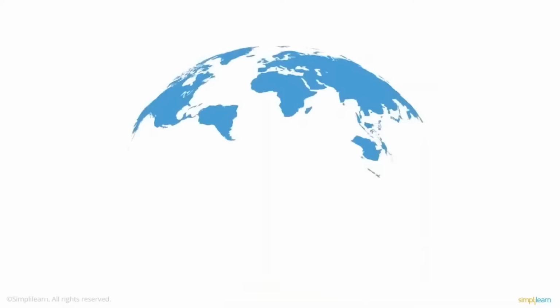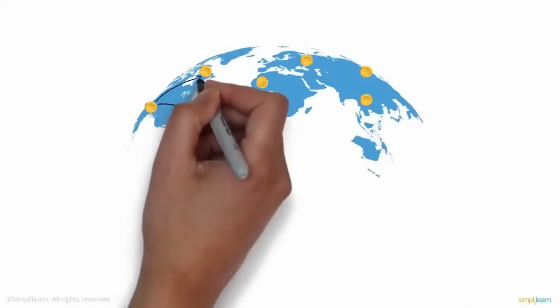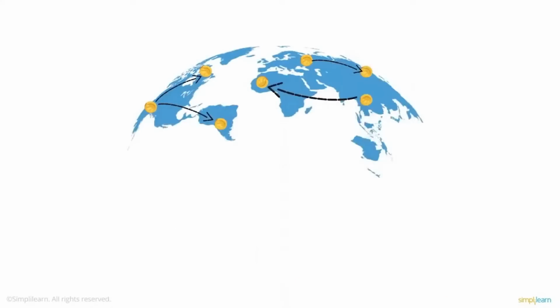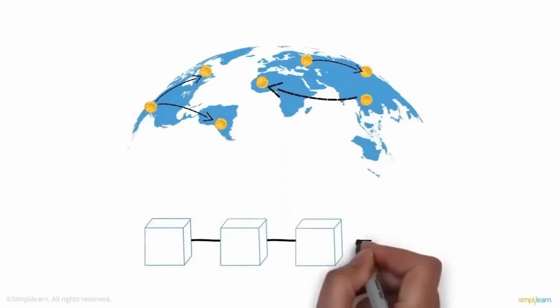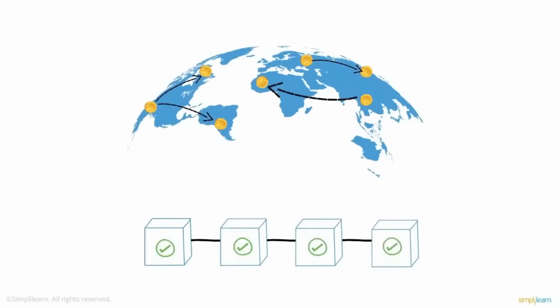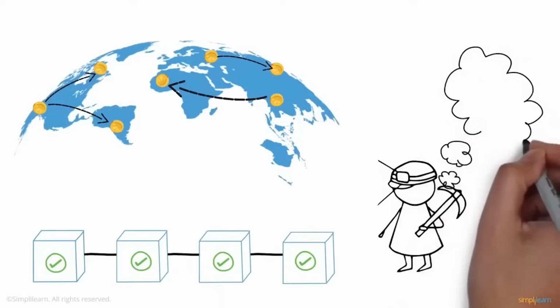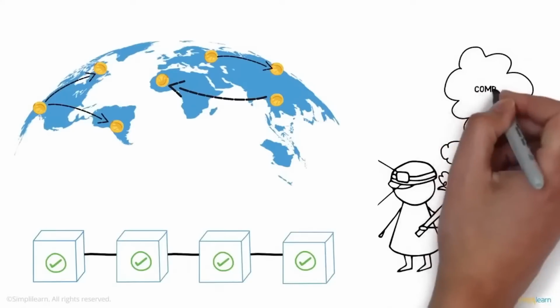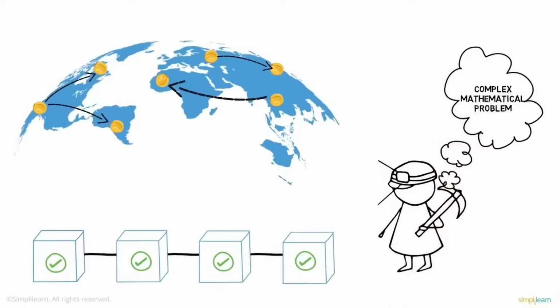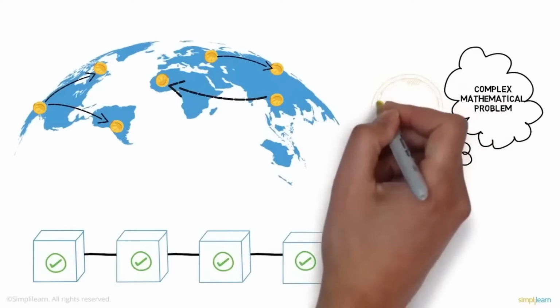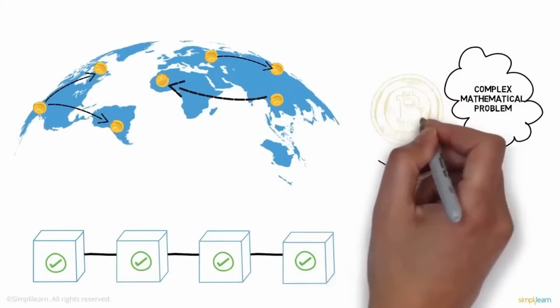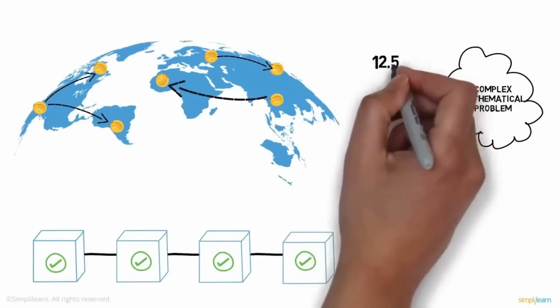This transaction and several other similar ones are taking place all around the world. These transactions are validated and then added block by block. The people who validate these blocks are called miners. For a block to be validated and added to a blockchain, miners need to solve a complex mathematical problem. The miner who solves this first adds the block to the blockchain and is rewarded with 12.5 bitcoins.